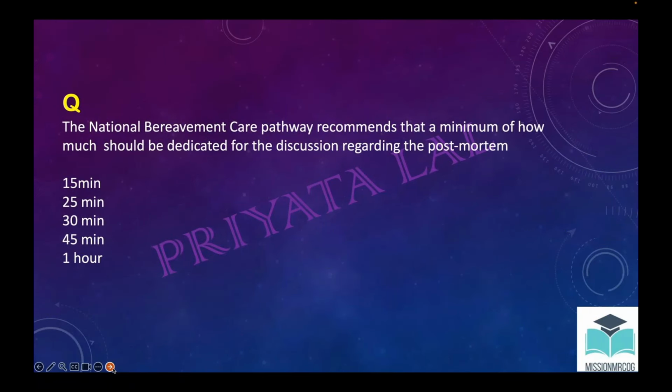Another thing. Anyone can answer this. The National Bereavement Care pathway recommends a minimum of how much time to be dedicated to counseling regarding the postmortem? Any rough idea? Any guess? 1 hour, ma'am. 1 hour. Yes, very right. It is 1 hour.